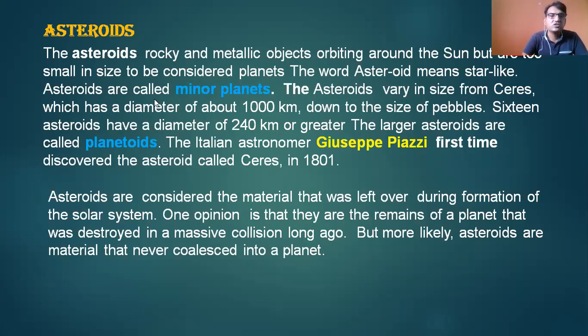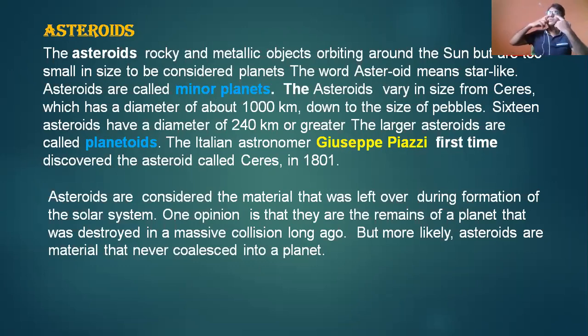So asteroids are called the minor planets, though they are not planets in terms of science. But at the same time, they are called minor planets. They are also the leftovers. I'll tell you the details. Asteroids vary in size, from a diameter of about 1,000 kilometers down to the size of pebbles. So there can be a lot of variation in size. They can be smaller, they can be big.